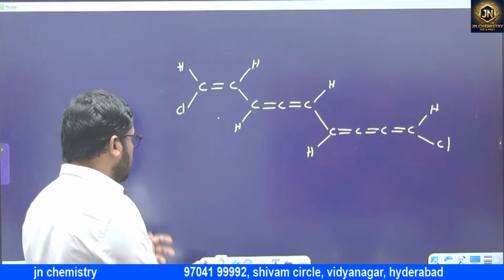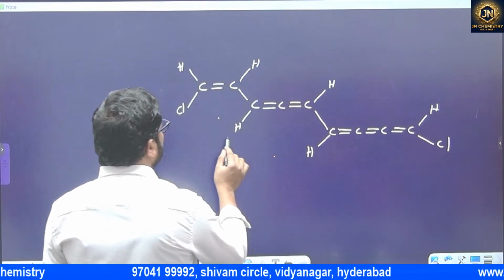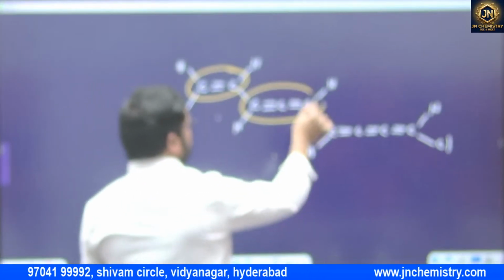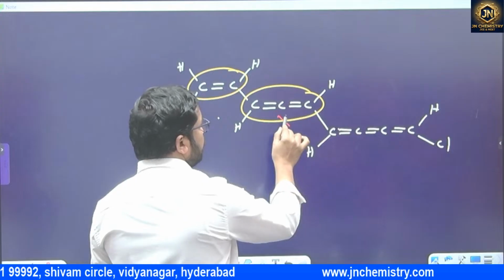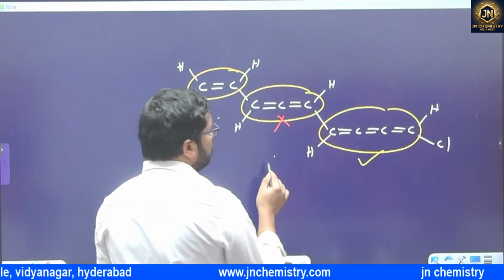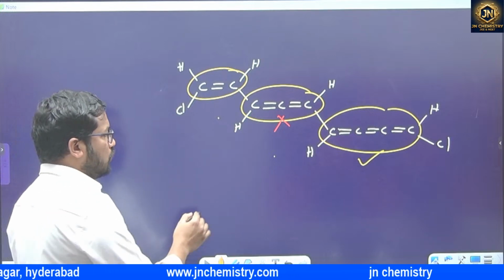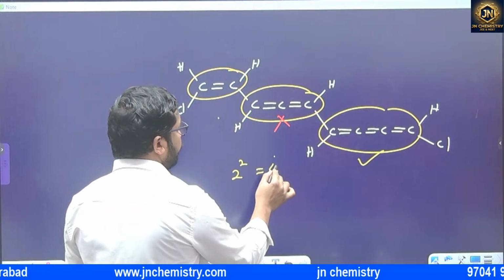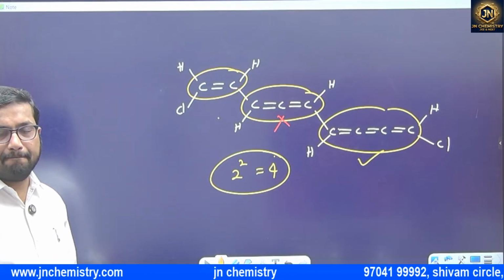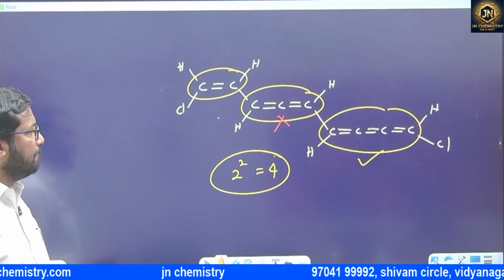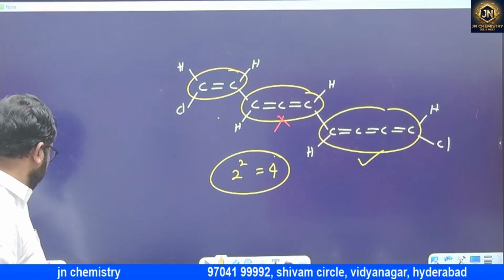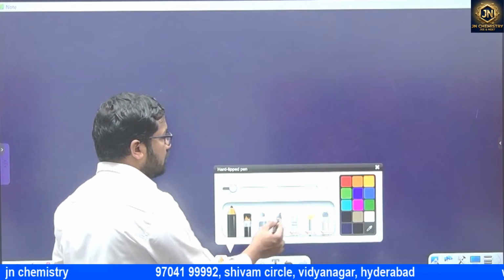Completed? How many now? So this one will show geometrical isomerism. This one won't show geometrical isomerism. And this one will show, so 2 power 2, 4. Okay, any doubt, anybody? Then try to write one more.